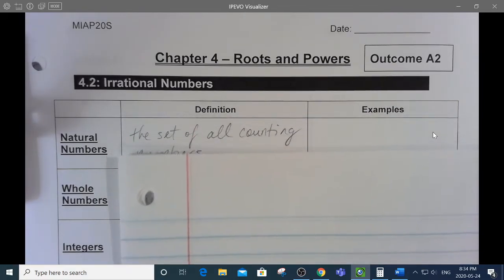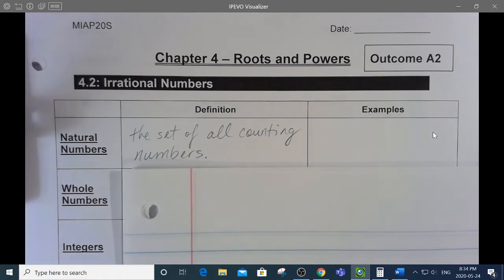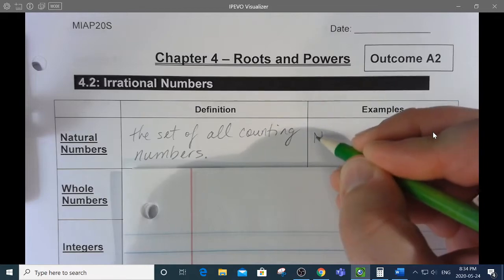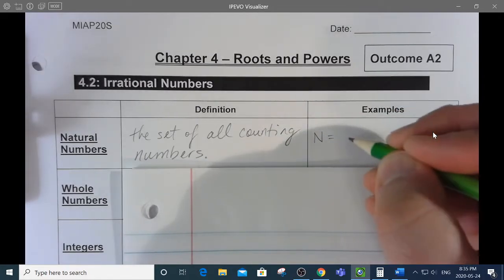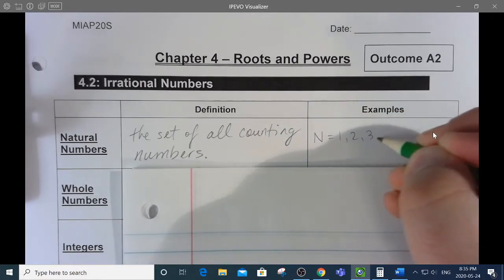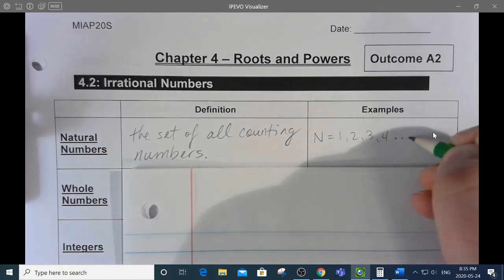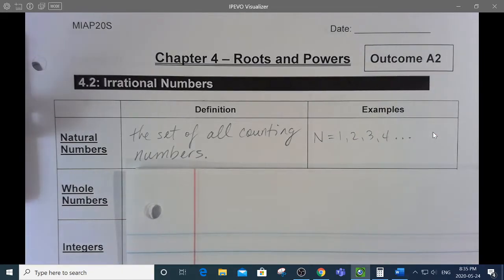Natural numbers. Here's the definition. The natural numbers is the set of all counting numbers. So we usually denote that set with the letter N, and we'd say N is equal to 1, 2, 3, 4, and of course you could count forever. This is an infinite set.